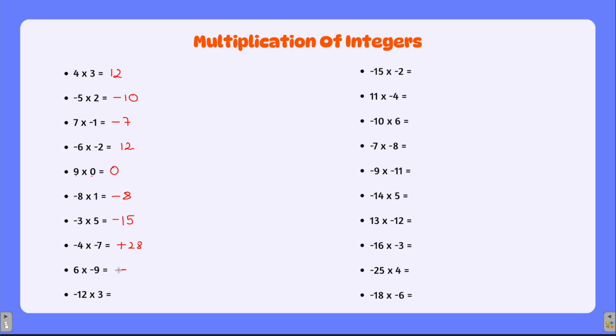This is going to be a negative integer. And 9 6s are 54. Minus 12 into 3. Minus 12 into 3 is negative and 12 3s is 36. Minus 15 into minus 2. Two negative integers getting multiplied together will give you a positive integer, 30.